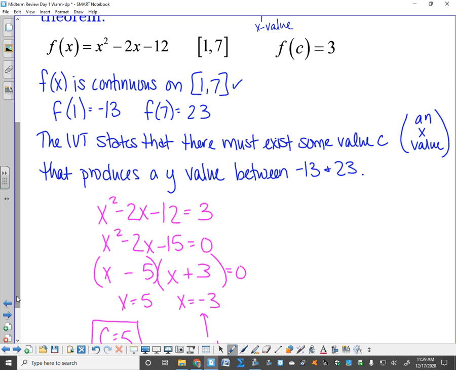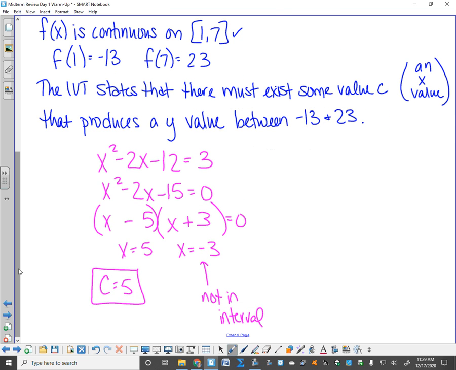So I take my function and I set it equal to 3. Subtract the 3 over because it's quadratic. I want to get it equal to 0, and I factor it and I solve it. And I get two different x values, but the -3 is not in my interval from 1 to 7. So I do not get to include it. So an x value of 5 will produce a y value of 3.